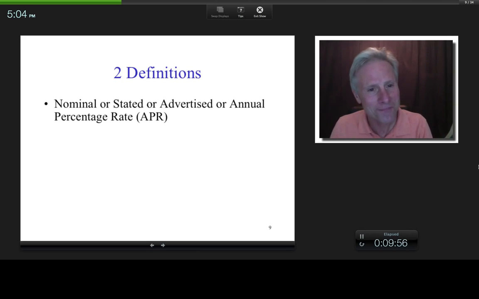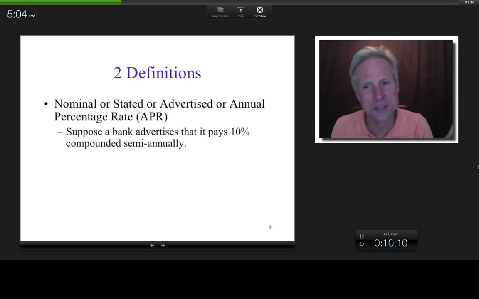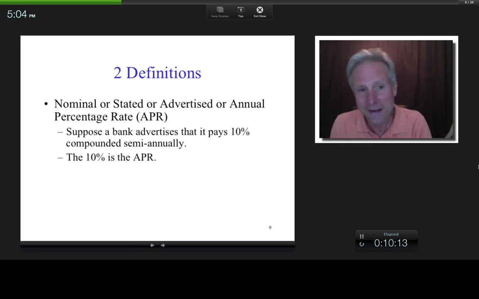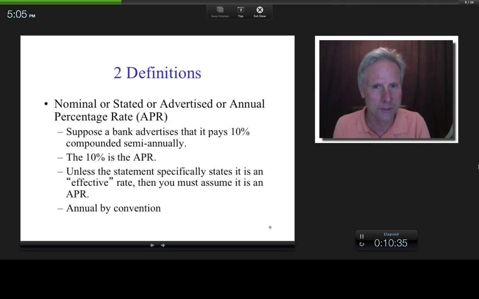Okay, one more definition, and that is the nominal or stated or advertised or annual percentage rate. Those are all different names for it. Let me give you an example. Suppose a bank advertises that it pays 10% compounded semi-annually. Well, that is the nominal, stated, or advertised rate, or the APR. Because unless something says, hey, this is an effective 5-year rate, or this is an effective 3-month rate, or whatever, you have to assume that it is this rate right here. This is our stated or advertised rate, and that's just by convention. In addition, this is an annual number by convention.